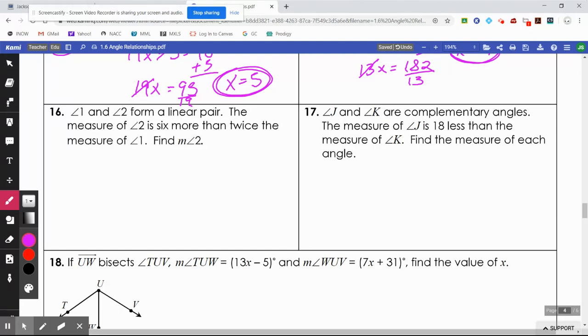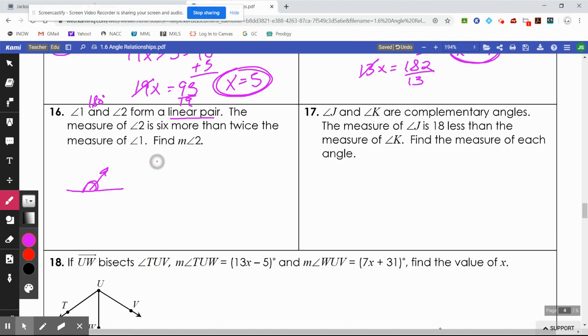Hey, now we're getting into some little bit more difficult problems. It says angle 1 and angle 2 form a linear pair. Before we go any further, we know that since they're a linear pair, that's a straight line, means they're supplementary, so they're going to add up to 180 degrees. So there's your relationship. The measure of angle 2 is 6 more than twice the measure of angle 1.